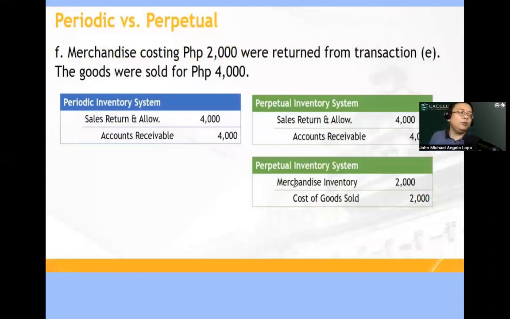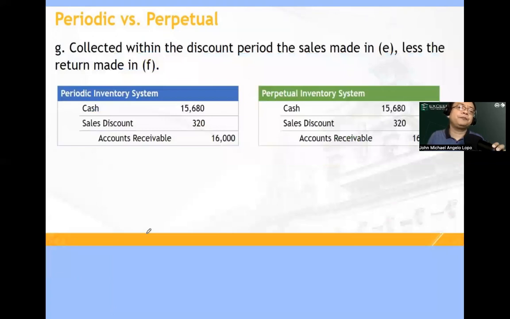Okay. So merchandise inventory costing 2,000 were returned from transactions. So binalik. Ito, walang problema. Same na same. Makakaiba lang siya ay dito. Okay? Alright. So you have here automatic. It is charged to the merchandise inventory of 2,000. Okay? While the cost of goods sold here is 2,000 also. Okay? Hopefully, walang question.